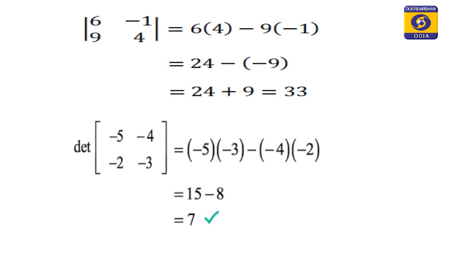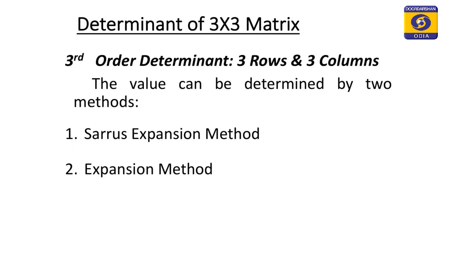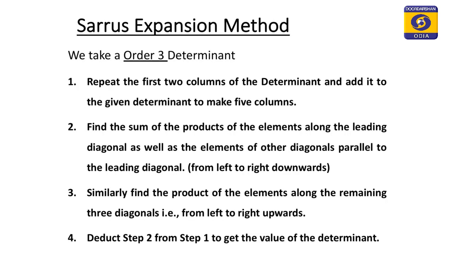Now, next, how do we find out the determinant of a matrix of order 3? Order 3 means there are 3 rows and 3 columns, right. So, basically there are two methods. One is the Sarrus expansion method, another one is the expansion method using any row or any column. So, we will start with the first method, that is the Sarrus expansion method, right. Now, Sarrus was a mathematician. He developed a very simple method to find out the value of determinant of a matrix of order 3, right.